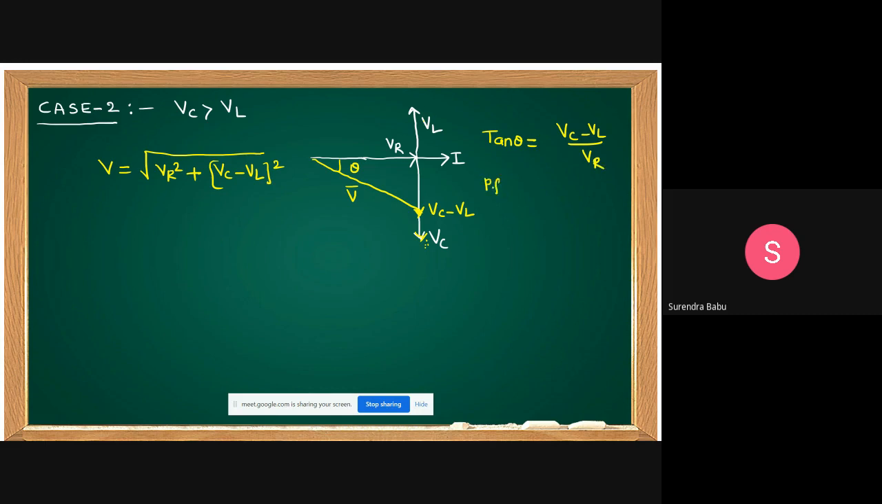What is the power factor? Power factor is the cos theta. How to write, students? Power factor, how we can write? That is VR by V. Okay, this is the voltage triangles in case 1 and case 2.